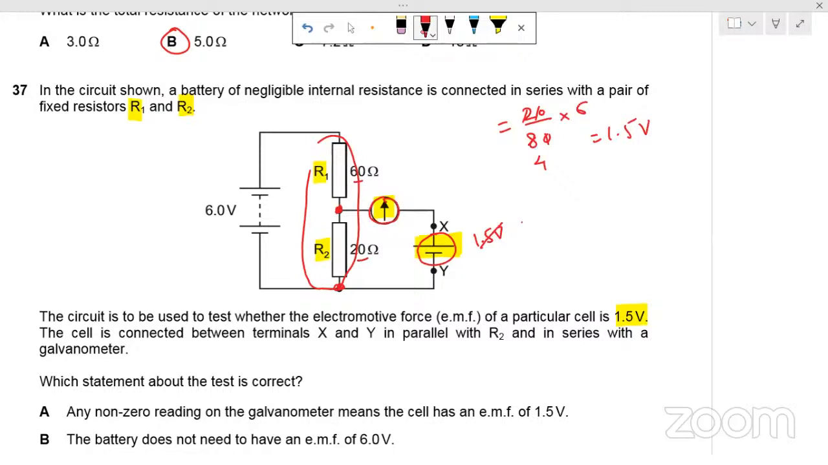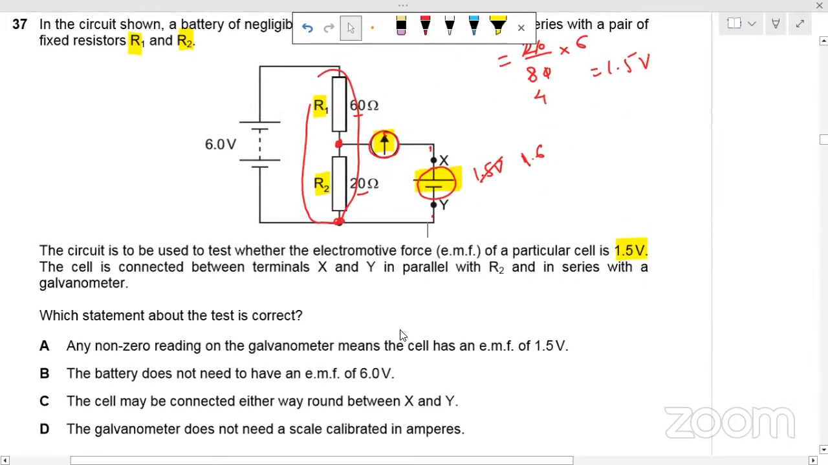If the cell has EMF different than 1.5, let's say it has 1.6, then the potential difference across these points will not be same and the galvanometer will show some deflection. So we want to check if a cell has EMF of 1.5 volt. That is only possible when galvanometer will show zero deflection in this circuit. Which statement about the test is correct?